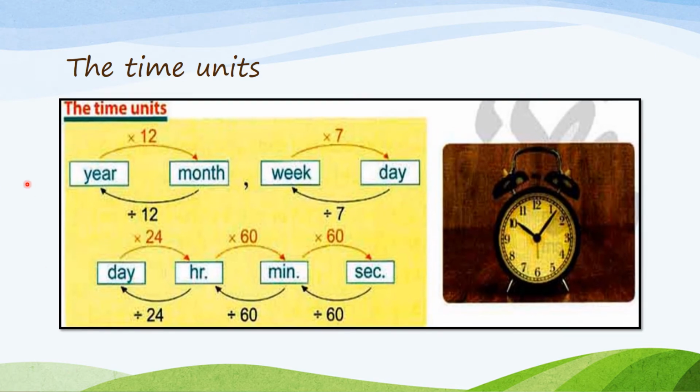So the time units are very important. We use them all the time. The time units are the year, the month. The year has 12 months. The week has 7 days. The day has 24 hours. The hour has 60 minutes, and the minute has 60 seconds. So they are year, month, week, day, hour, minute, second. These are the time units.